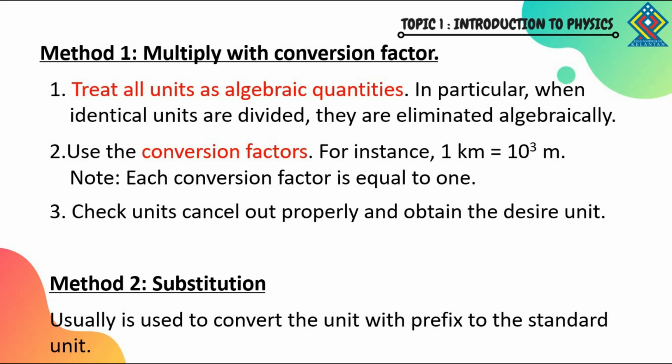Let's look at method 1, multiply with conversion factor. We treat all units as algebraic quantities. In particular, when identical units are divided, they are eliminated algebraically. And we use the conversion factor. For instance here, 1 kilometer equals to 10 power of 3 meter. Normally, the conversion factor can be obtained from the table of prefix. Note, each conversion factor is equal to 1. And number 3, check units cancel out properly and obtain the desired unit. While for the second method, the substitution is usually used to convert unit with prefix to the standard unit.